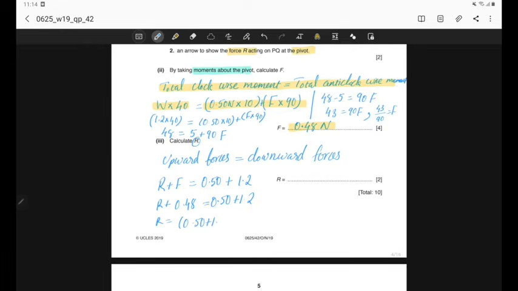0.50 plus 1.2 is already there. That answer you should minus with 0.48. So we will get 1.7 minus 0.48. So 1.2 is the answer. So R is 1.2 Newton.